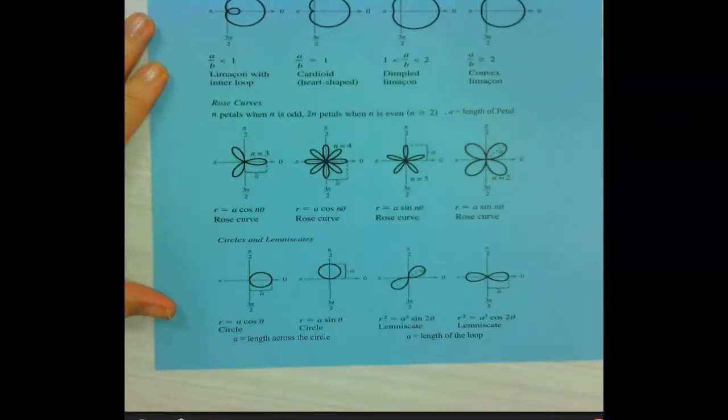So you can see symmetry is kind of a big deal because where the petal is has a lot to do with the equation and what it looks like.